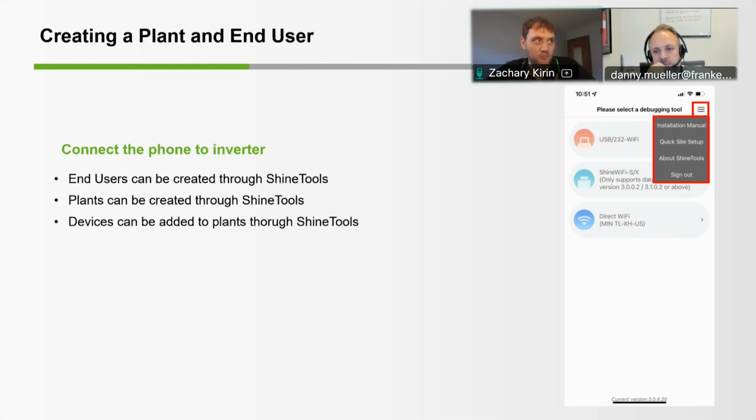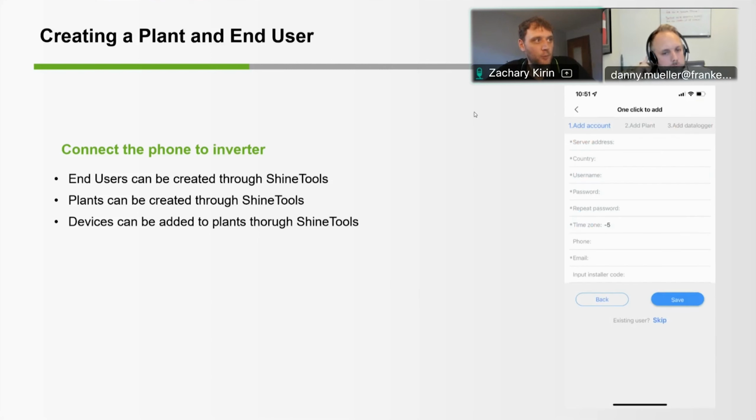So again, there's another way to create a site. This is my personal favorite way to do so, actually. The quick site setup is available here in the ShineTools app. If we click on the 3 tabs at the top, we'll be able to go into the quick site setup screen. You must be logged in with your OSS account to do this, but this is one of the easiest ways to create a site.